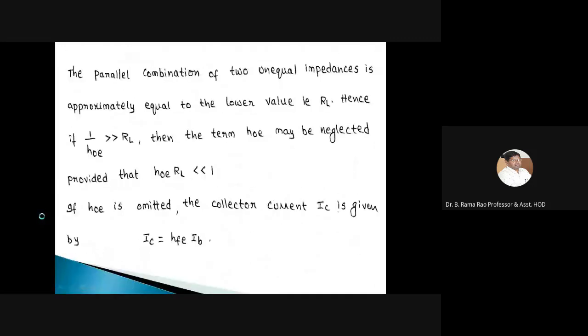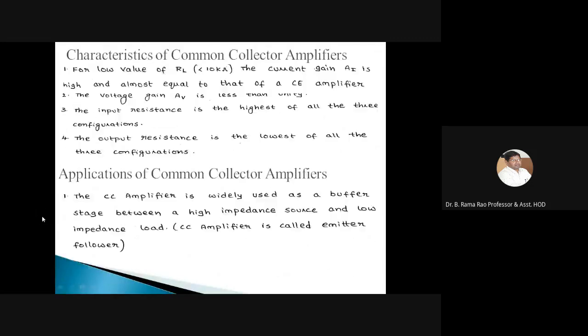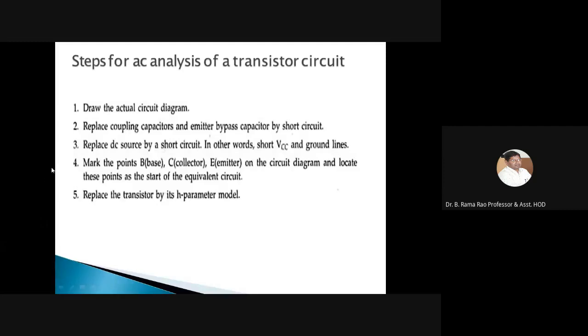You go through all these derivations and calculations. These are very important. So remember these steps while drawing the hybrid equivalent model. First, draw the actual circuit diagram. We will start with the complete circuit diagram of our amplifier.